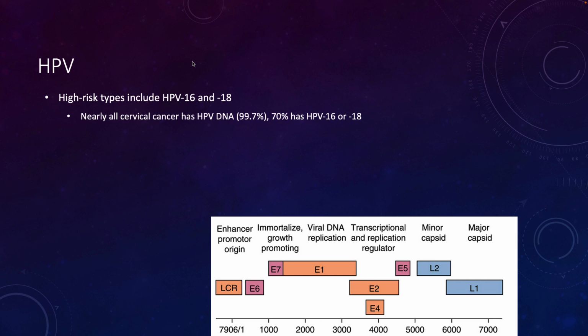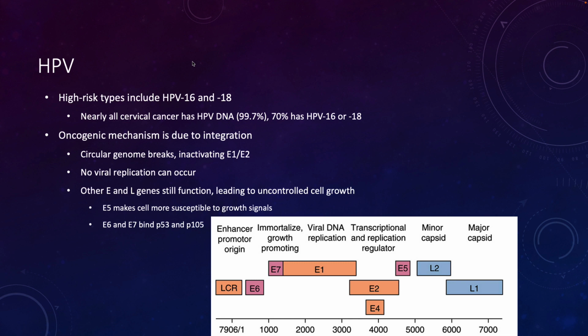The high-risk types, the types that are associated with causing cancer or that are oncogenic, there are a few, but the major ones are type 16 and type 18. Nearly all cervical cancers, 99.7% of cervical cancers have human papillomavirus DNA. 70% of those have either type 16 or type 18. So other types can be associated with cancer, but those are the two major ones.